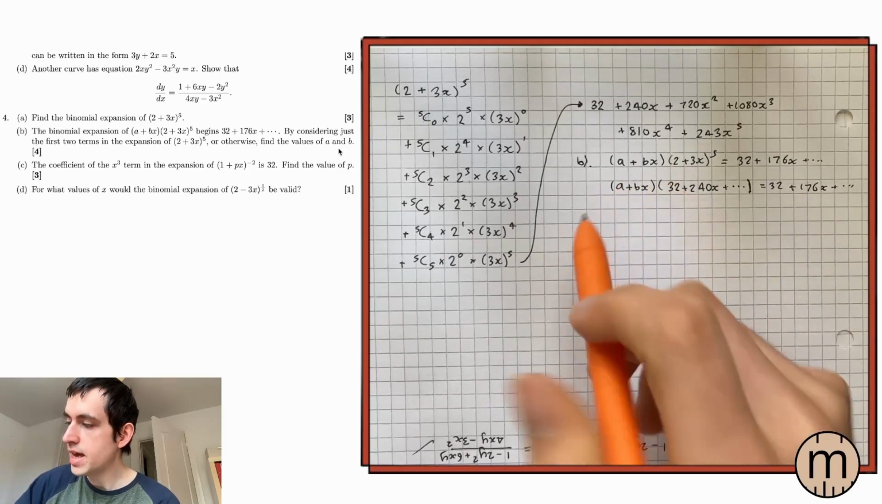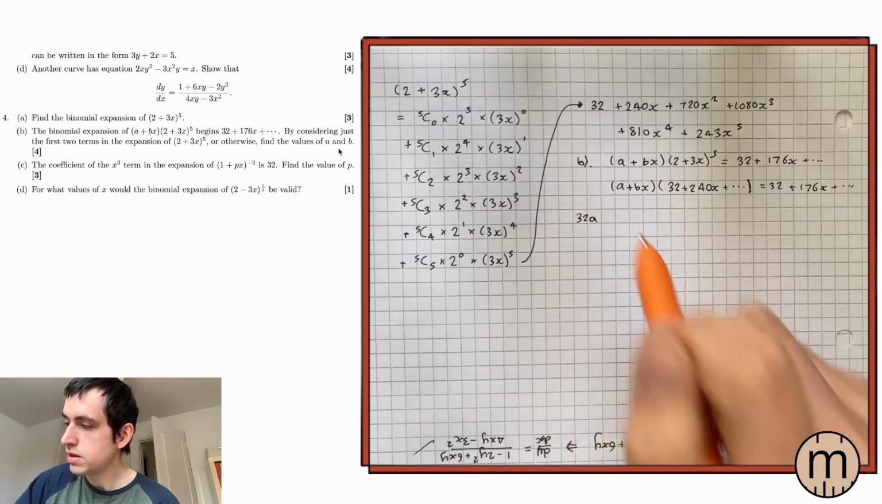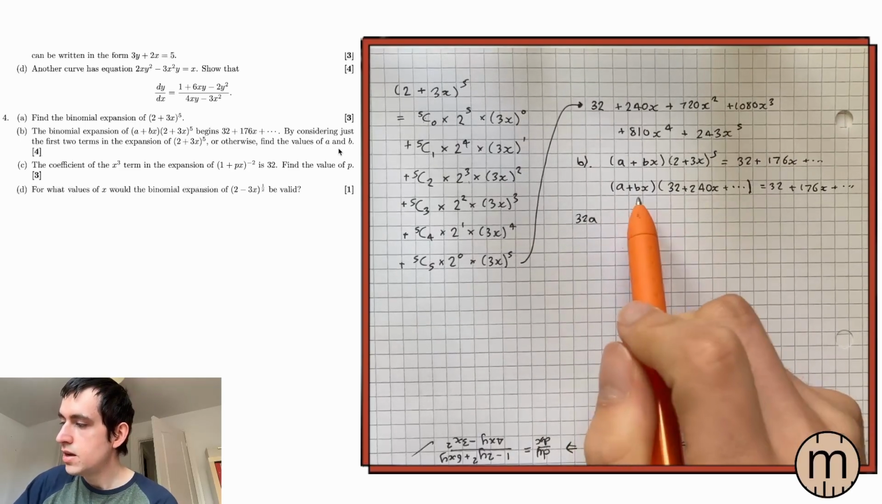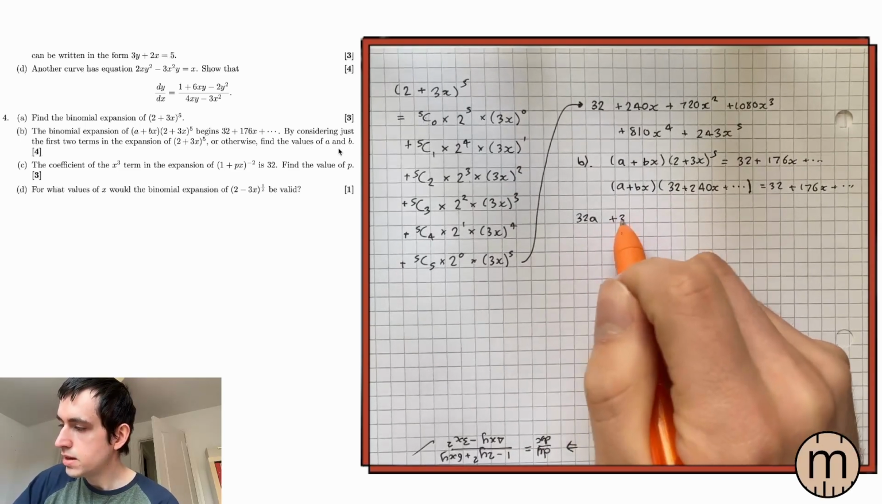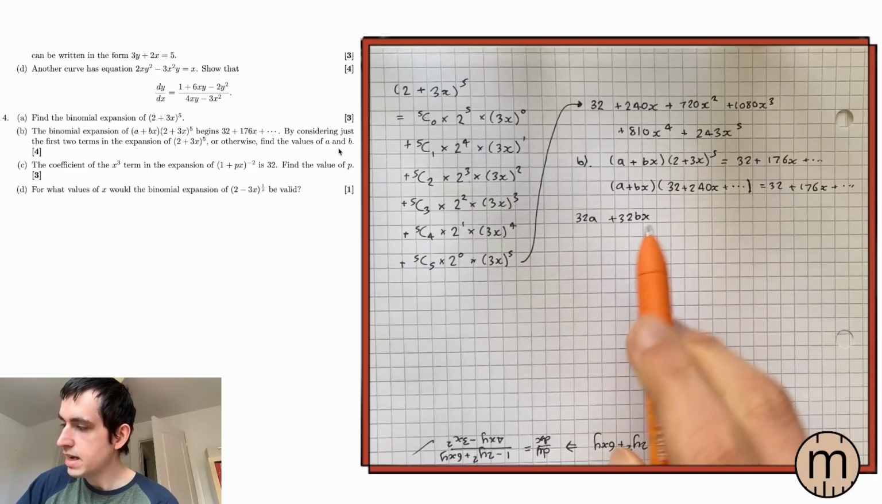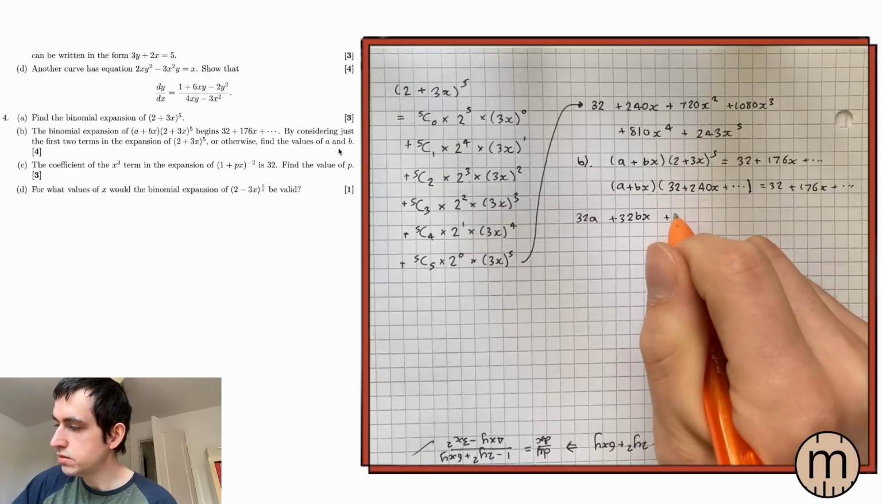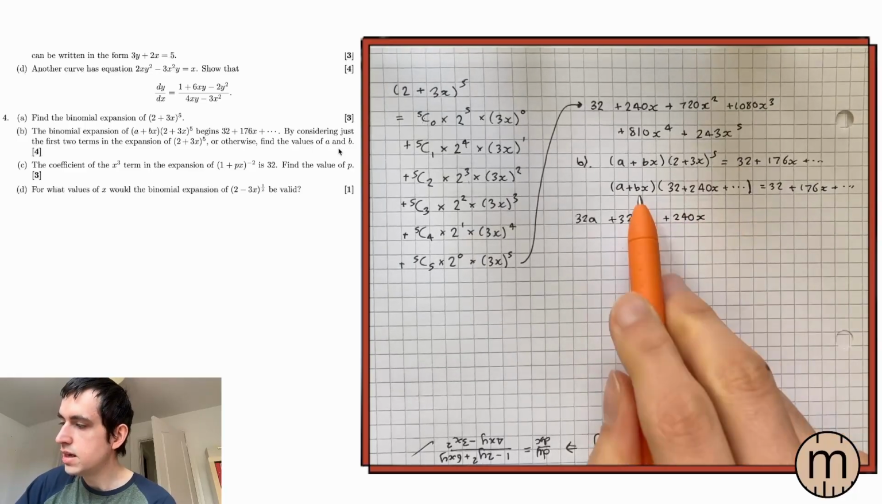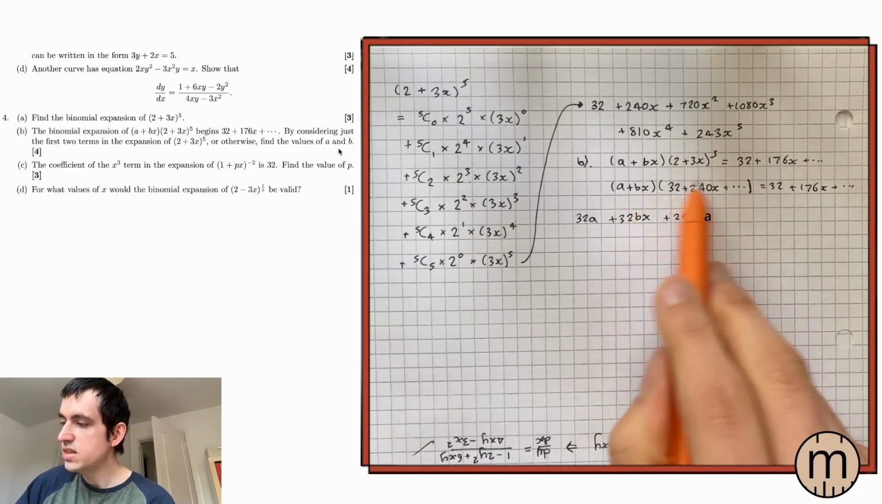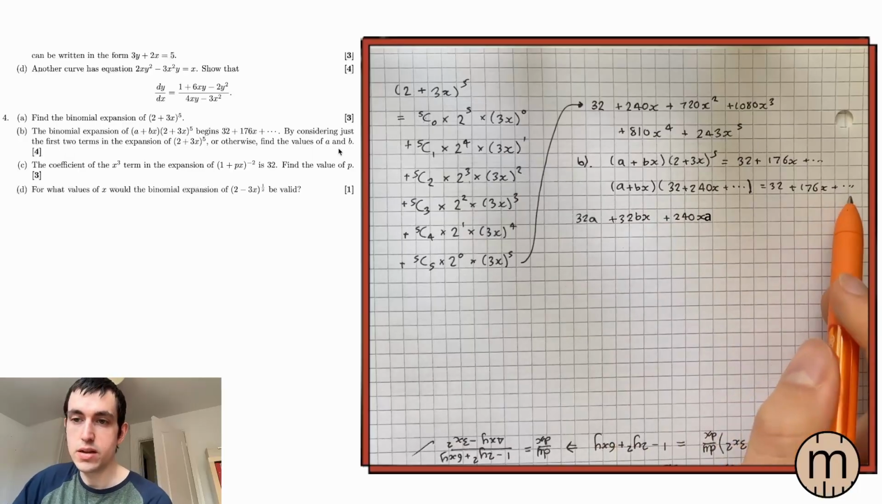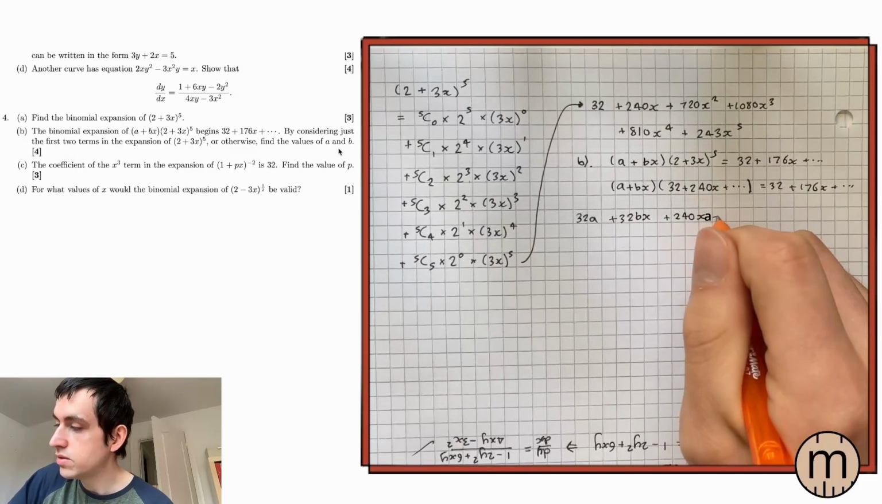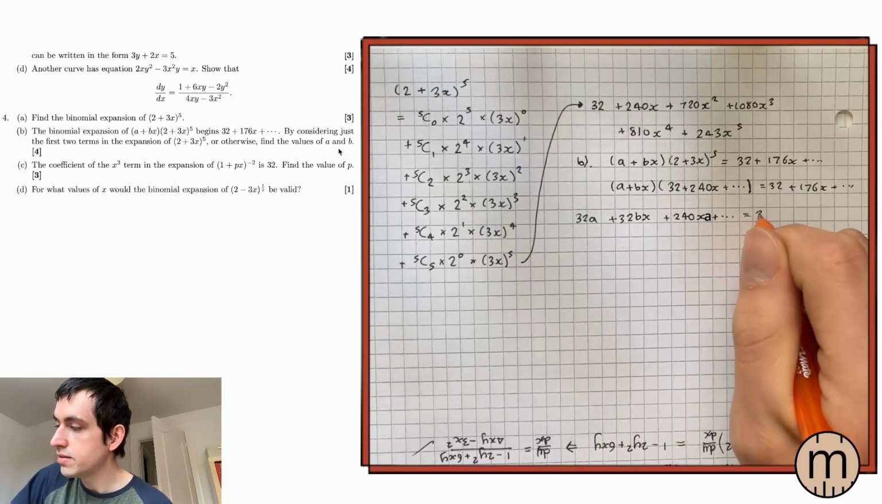Let's see what we're going to get. We're going to get a times 32, so 32a. We're going to get 32 times b times x here. We're going to get a times 240, so 240x. And even this term, x times x, is going to give us x squared. We've not even written that down, so there's no point bothering.